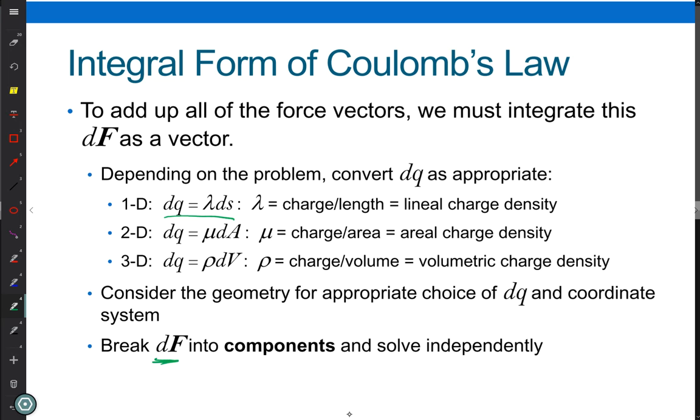We have to break dF into its components and solve each component separately. Now that adds 3 times the complexity, because instead of just having dF is equal to k dq over r squared, I have dF sub x equals, dF sub y equals, and dF sub z equals, and I have to do all 3 of those. That's part of vector calculus. So we're going to break dF into its components and solve the components independently, and then in the end we can combine them.